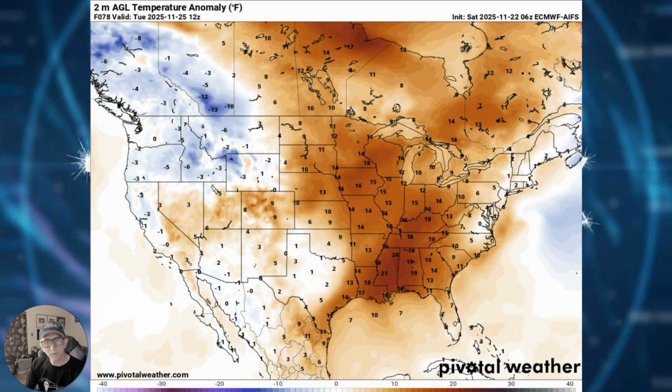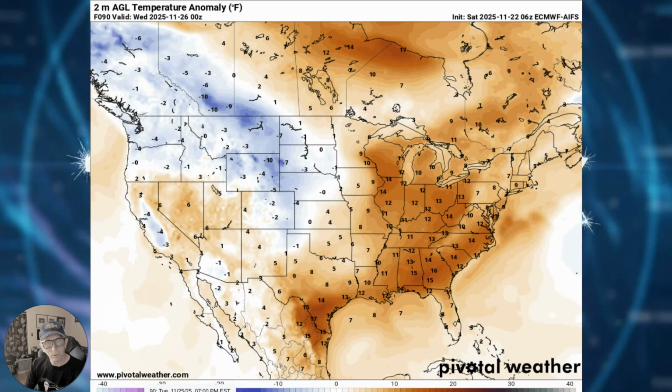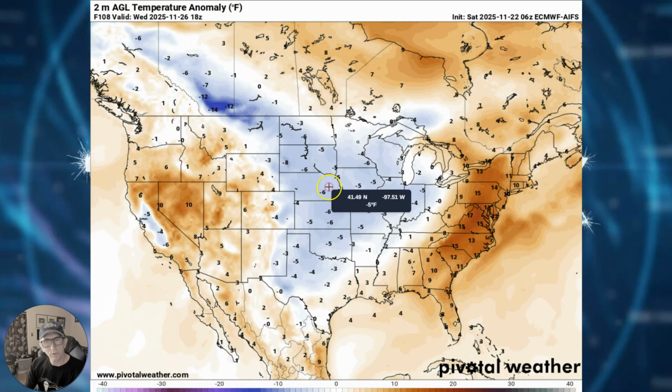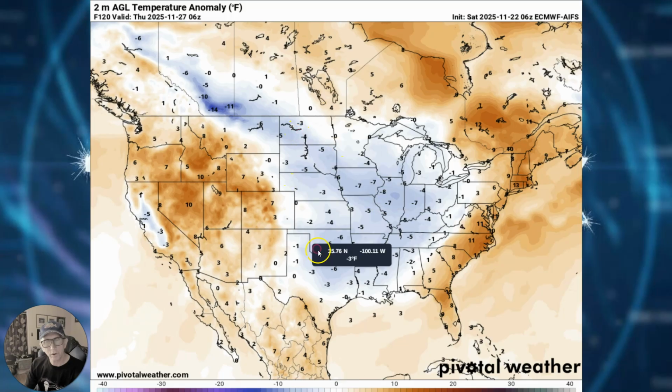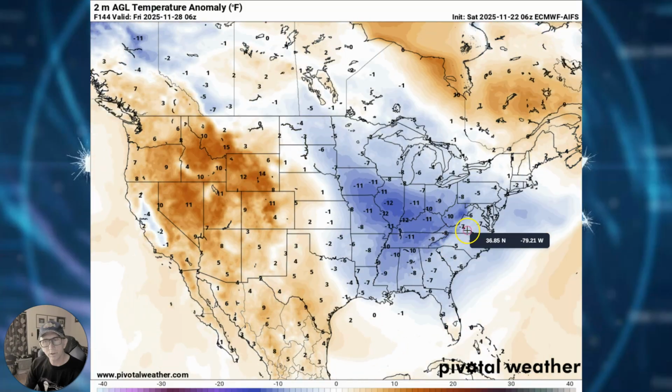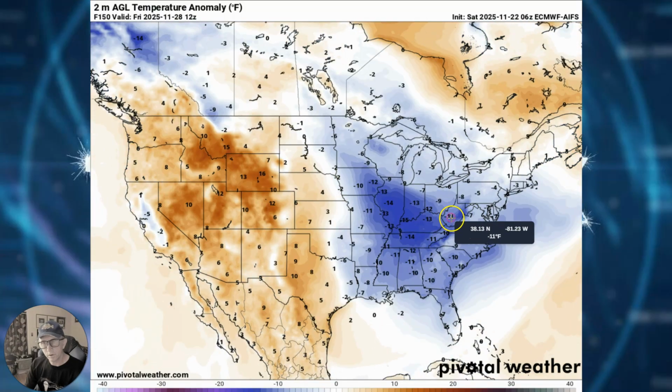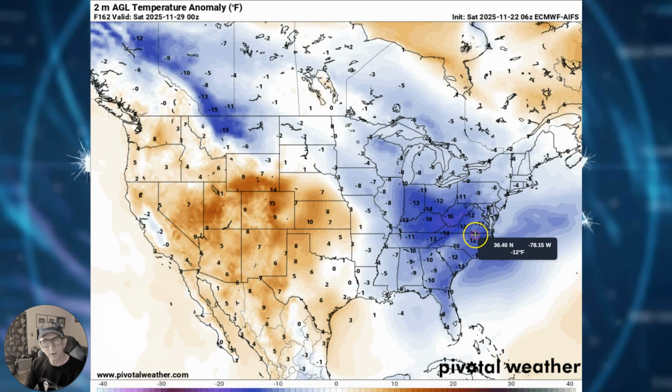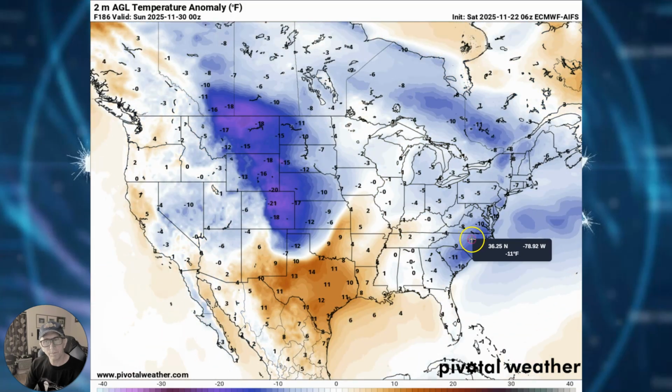The anomalies above normal through the 25th. Some cold air pushing into the north here, and most of the nation cools off some. Okay, this is around Thanksgiving. Not terribly cold, right? But you see where the coldest air settles in here: the Mississippi Valley, Ohio Valley, warming up along the Intermountain West to the West Coast, right? That cold air shifts out.